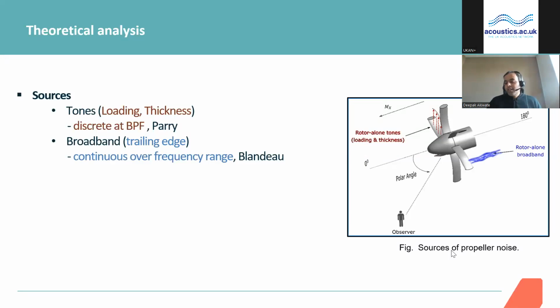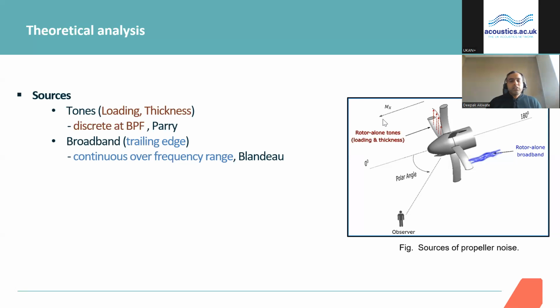So first of all, we consider just a rotor which is rotating in an isolated condition, and it is moving with a uniform motion of, let's say, Mach number Mx in an axial direction. In that case, we have two components of the sources. One is the tones, and this is typically due to the loading and thickness noise. And as we are considering a propeller which is rotating at relatively subsonic speed, we consider only the loading and the thickness noise. So this source is discrete in nature and occurs at the blade passing frequencies. And to estimate the noise, we use Farassat's model.